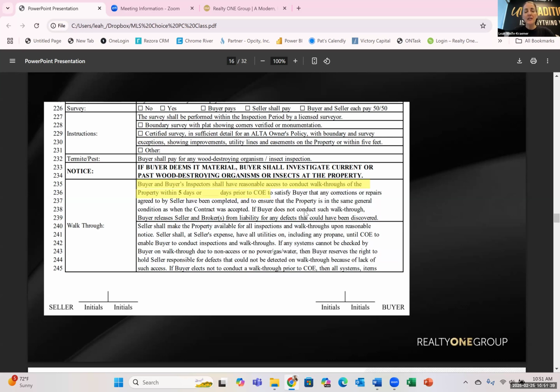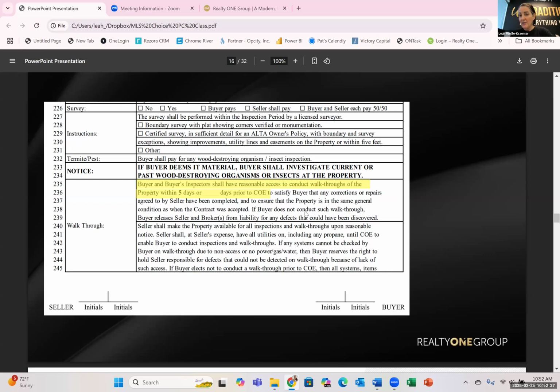Buyer and buyer's inspectors shall have reasonable access to conduct walkthroughs of the property within 5 days, that's the default language, or blank days prior to close of escrow. So usually I like specifics, that's cool, but I almost don't want to be in a position where we are limiting our buyer to one walkthrough. So if you are a non-member using this form, I would probably draft some sort of clause in the additional terms that gives them access to conduct any number of walkthroughs to satisfy the buyer without a designated period of time. So that way they're not limited to just this 5 days or 3 days or whatever it is. So if I want to do one at 3 days and I want to do one the day of, my buyer would be able to do that.